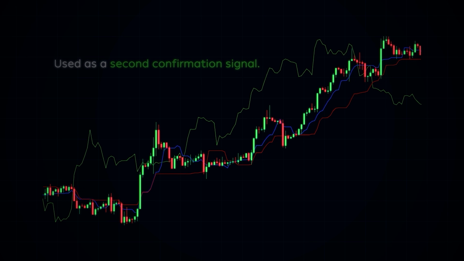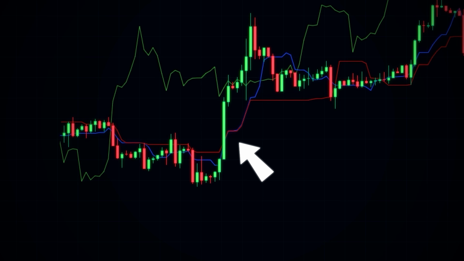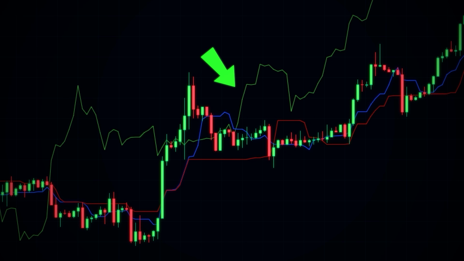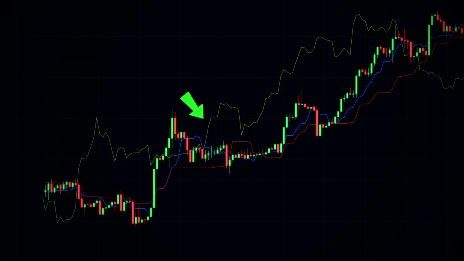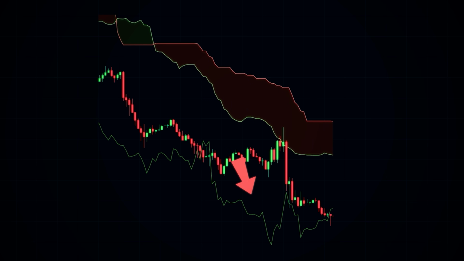Let's say we got our first bullish signal with a crossover, with a conversion line moving above the baseline. If the lagging span is also moving upwards, then that can be a further confirmation or confluence that price is indeed in a strong uptrend. The same goes for downtrends. If the indicator is showing us bearish signals, price is below the cloud, and then the lagging span is moving down, that is further confluence of a strong downtrend.